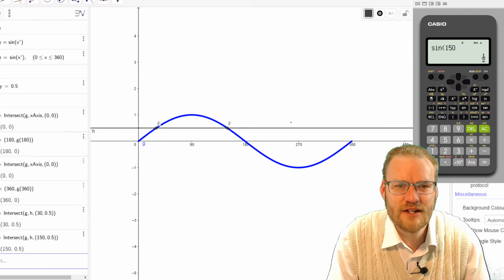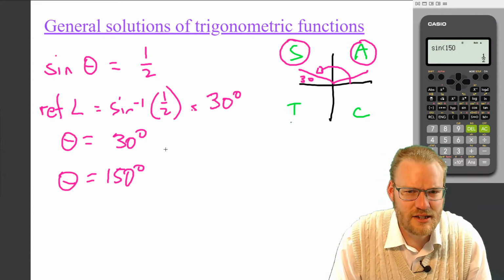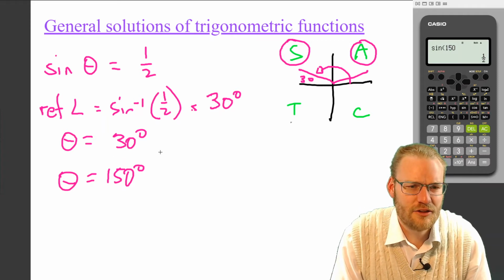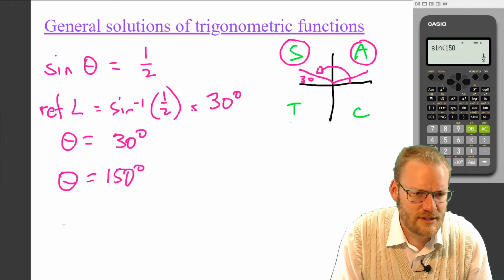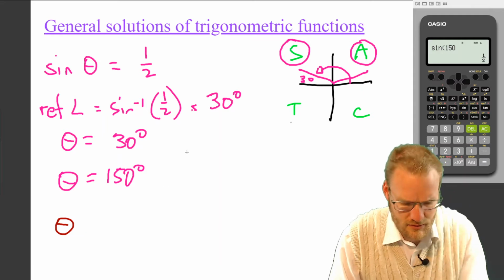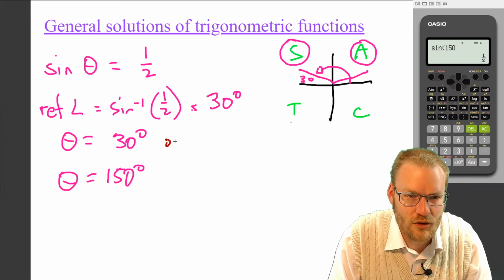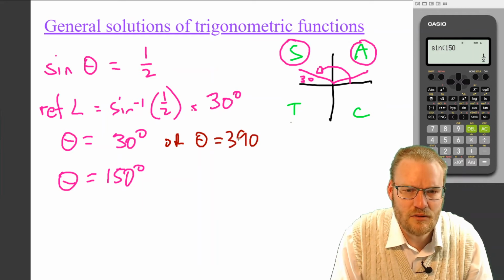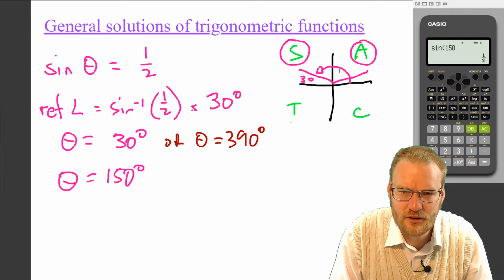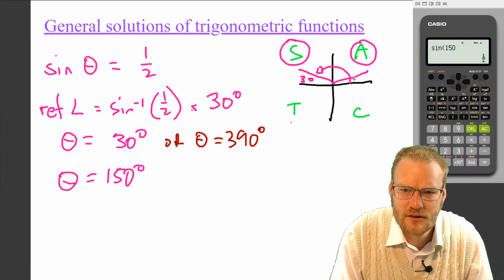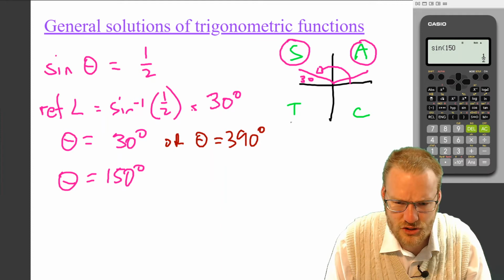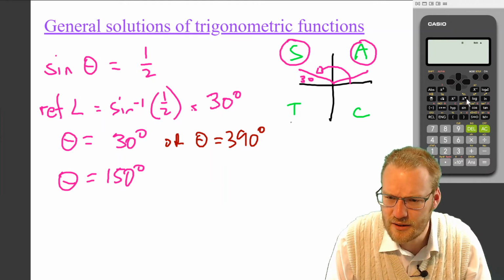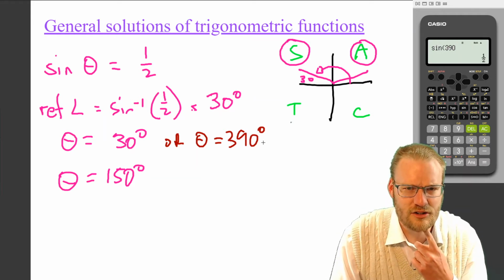But previously we were only working from 0 to 360. What happens if we added another 360 to this? What happens if we said, hey, theta, let's put it next to this one, or what about add another 360, 390 degrees? 390 would have gone round and then round again. That's the same thing. Well, let's just check. Sine 390 equals a half. So that must be a valid solution.